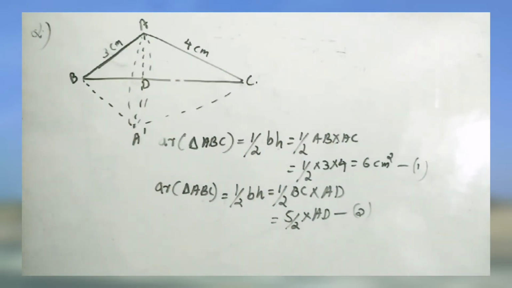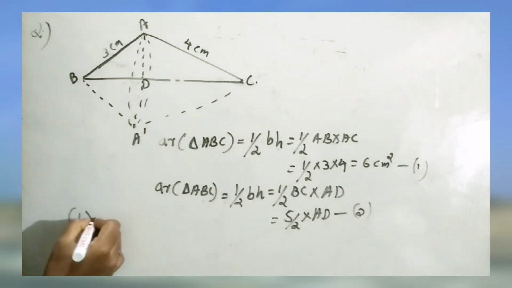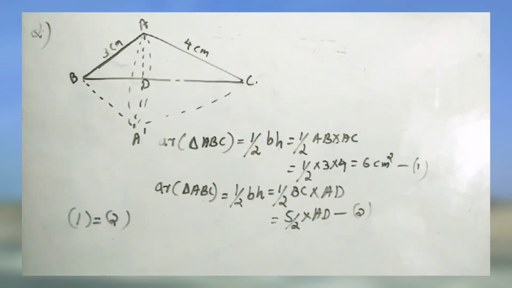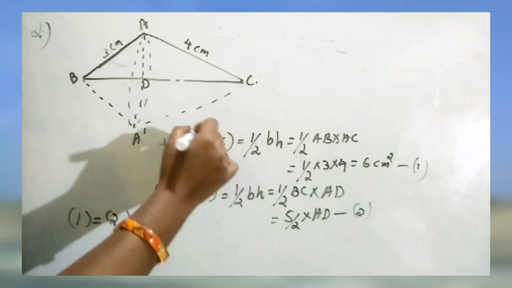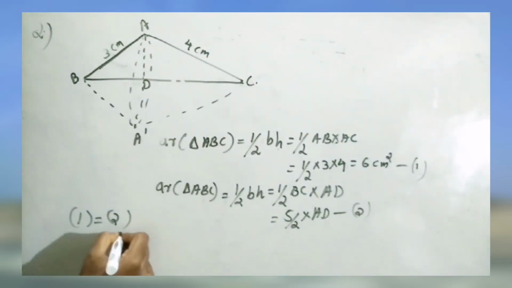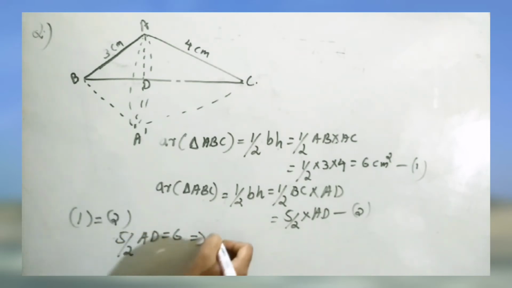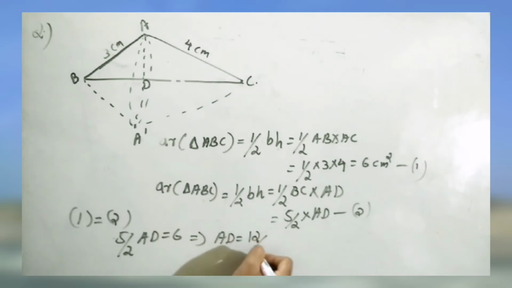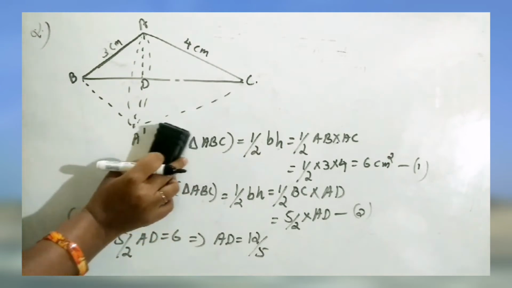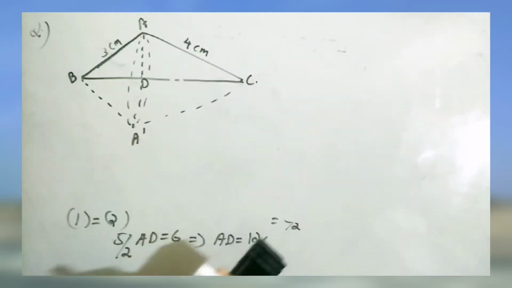What is the speciality of equation number 1 and equation number 2? Actually they are equal, so I can equate equation number 1 and equation number 2, because both are representing the area of triangle ABC. Then LHS is the same, so we can directly equate the RHS. So 5 by 2 AD is equal to 6. This implies AD is equal to 12 by 5 centimeter. Now consider the triangle ADB.